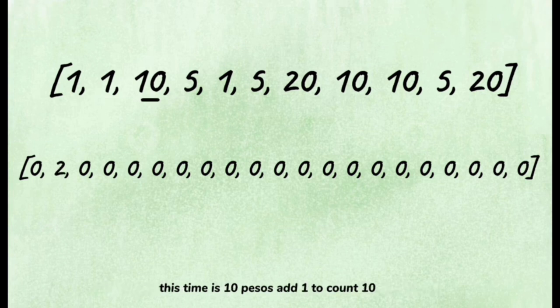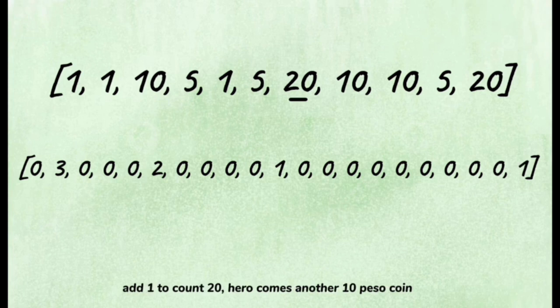This time it's 10 pesos, add 1 to count 10. Now a 5 peso coin, increment count 5. Back to 1 peso again. Count 1 gets another plus 1. Another 5 peso coin. We have 20 pesos this time. Add 1 to count 20. Here comes another 10 peso coin. Count 10 goes up. We update the count 10.